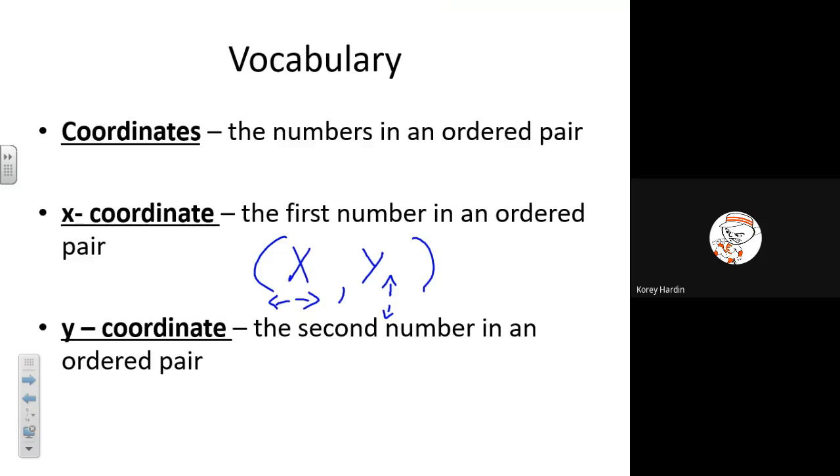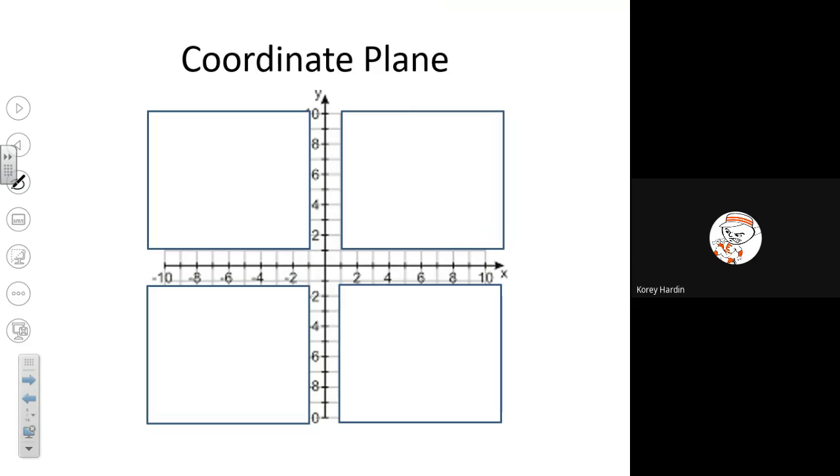Okay, so that's how we look at these ordered pairs, and that's how we read them. The first number is always the x-axis. The second number is the y-axis. Go ahead and copy those down if you will.